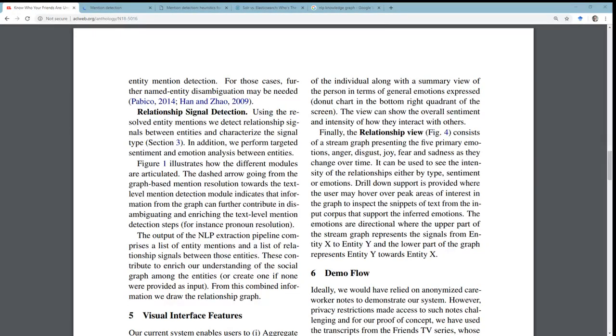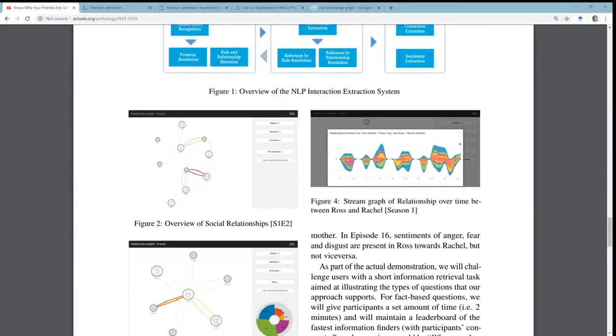Okay, so if it says, oh, you're angry with Gustav, I can hover over it and be like, oh, he growled at me. Okay. The emotions are directional, where the upper part of the stream graph represents the signals from entity X to entity Y, and the lower part of the graph represents entity Y to entity X. Okay, so they have directional stuff. So perhaps the reason that these look reciprocal is because the relationships are fairly reciprocal.